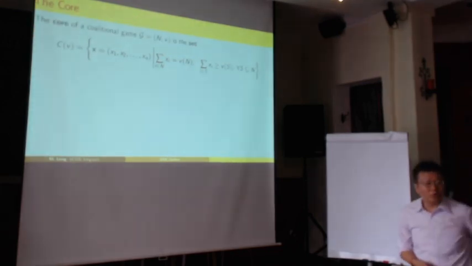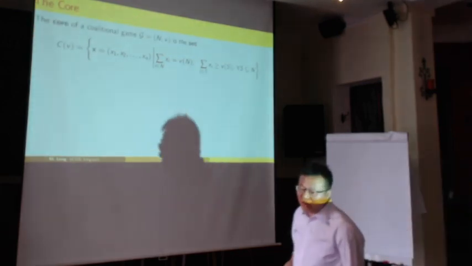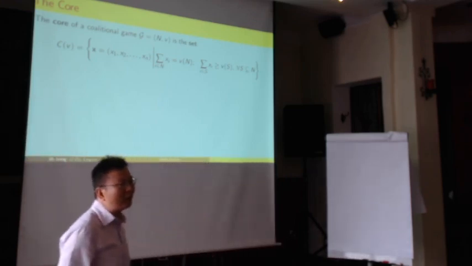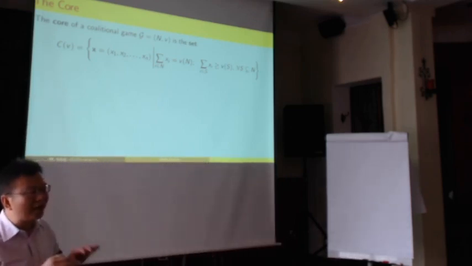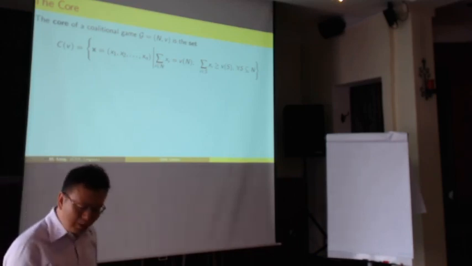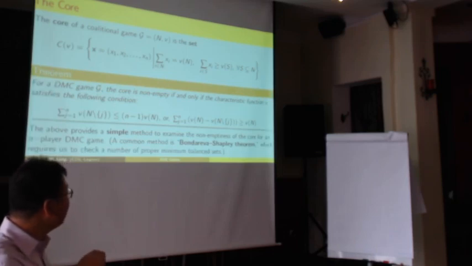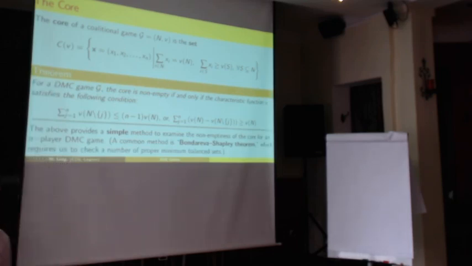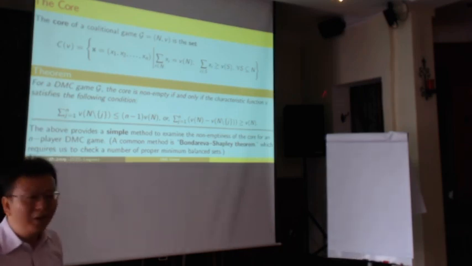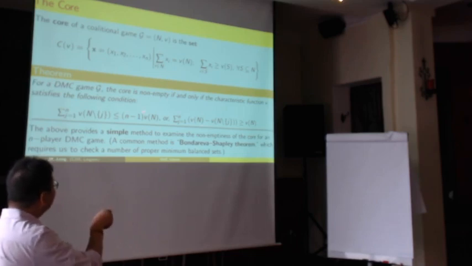Next one is the core. So this is the definition of the core. As usual, in the economics area, we always use the Bondareva-Shapley theorem to check non-emptiness of the core. For DMC games, we find this simple inequality for checking. So this is a necessary and also sufficient condition for checking non-emptiness of the core for DMC games. It's very simple.